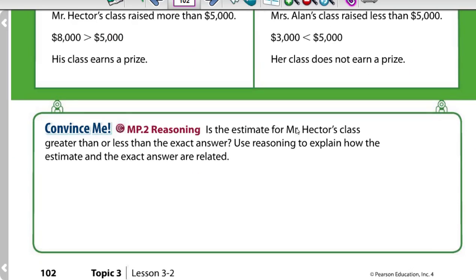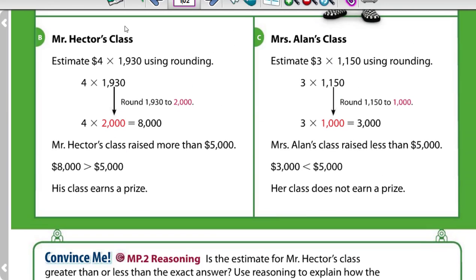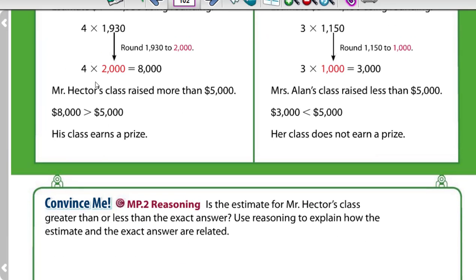We're now talking about Mr. Hector's class. So the first one in here is 4 times 1,930. And we did round 1,930 to 2,000. And after that we multiply. The question is, when you round 1,930 to 2,000, is the rounded number greater than or less than the actual number? 2,000 is more than or less than 1,930?